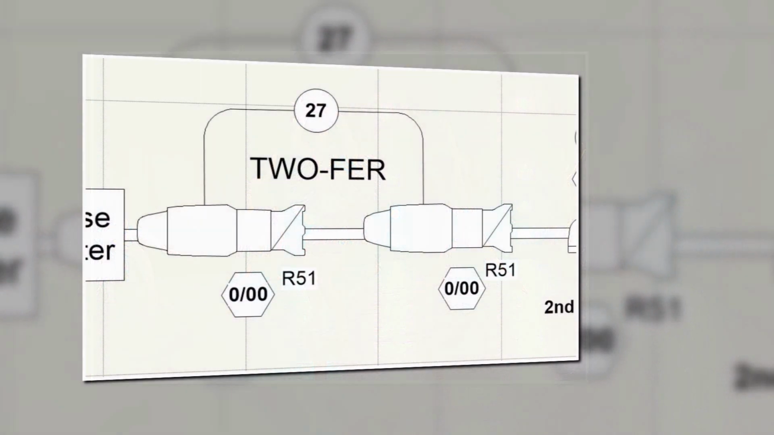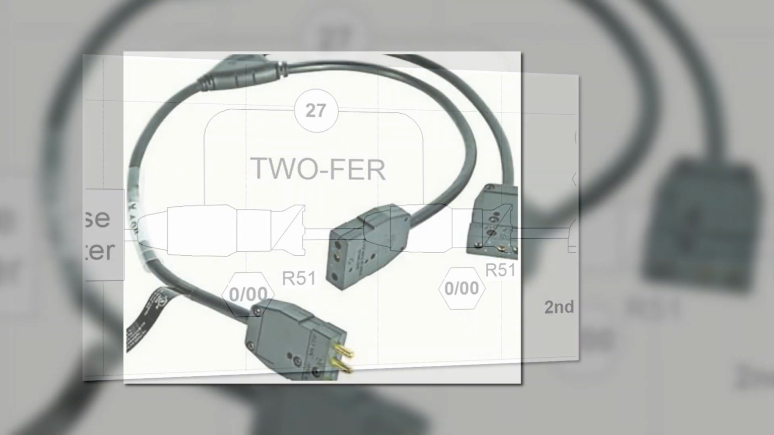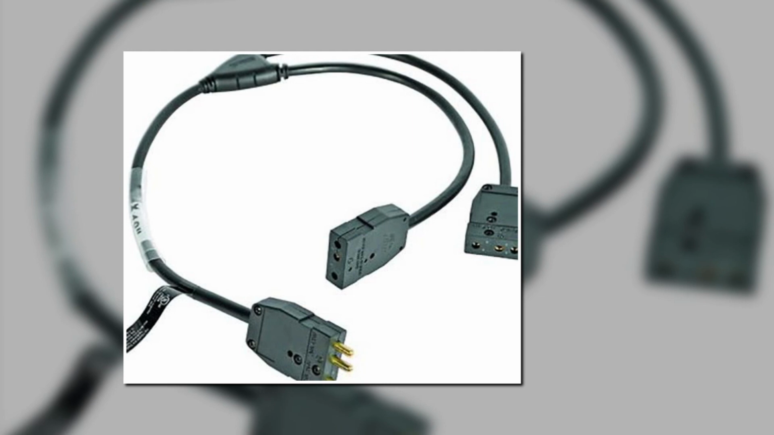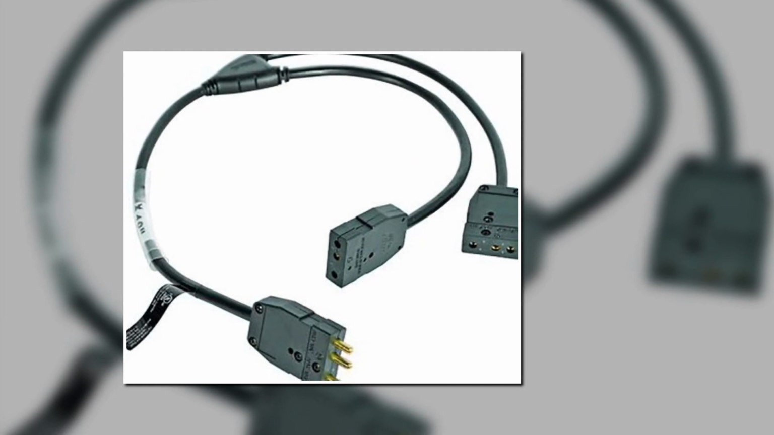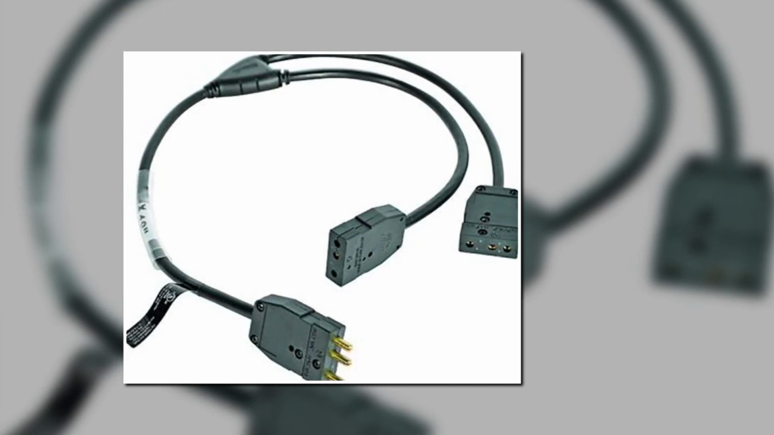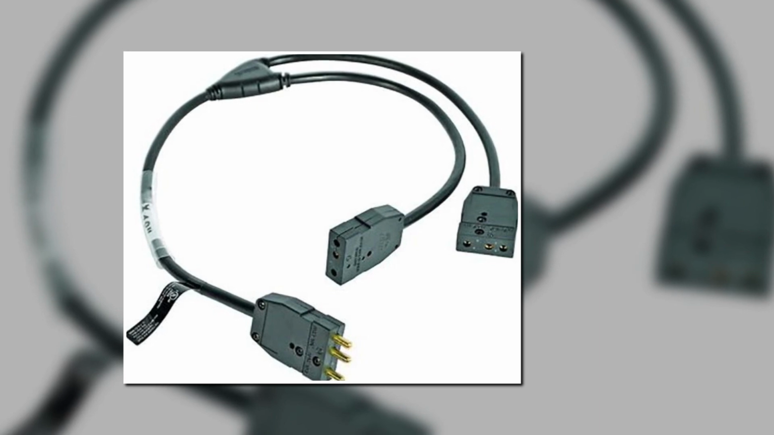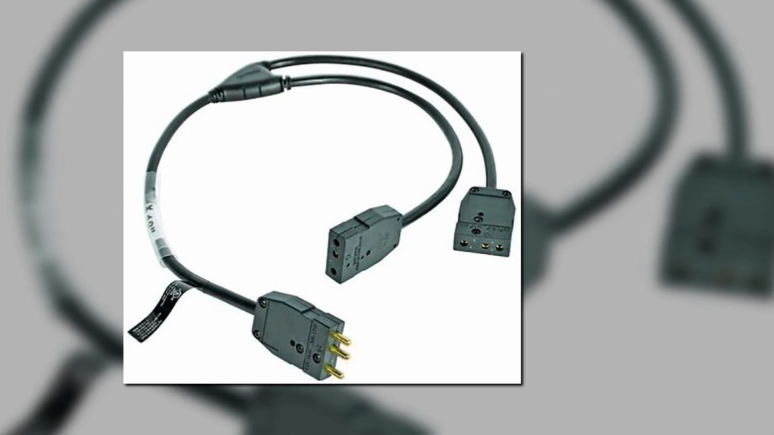This symbol indicates the use of a twofer. A twofer is a cabling device used in theatrical stage lighting that allows two lighting instruments, equipped with a stage pin connector, to be powered using one circuit. These adapters are very helpful on larger lighting plots when more instruments are used and fewer circuits are available.